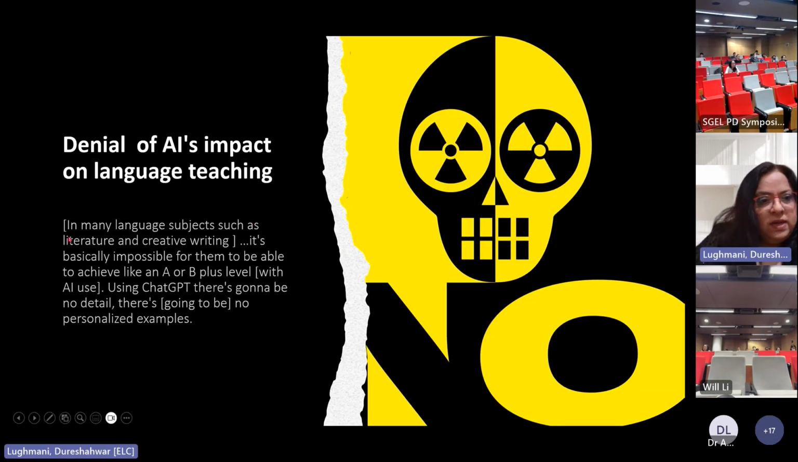So the denial ones, you can see, these are the exact words of the teachers. In square brackets are my additions or summaries of what went beforehand. So in many language subjects such as literature and creative writing, it's basically impossible for students to be able to achieve an A or B plus level with AI use. That was the opinion of one of them.